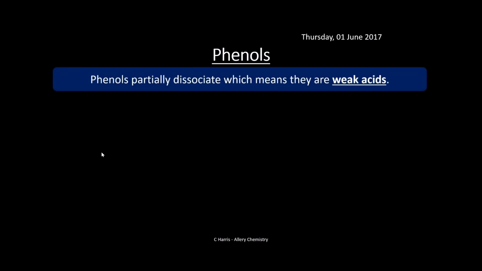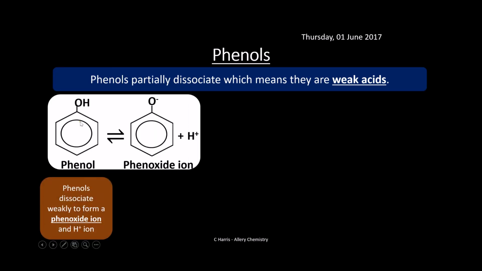Now, phenols, they partially dissociate, which means they're actually weak acids, which seems a bit strange, but they are. Now, you can see here, there's our phenol. It's in equilibrium because this is an acid. So they do actually lose this hydrogen, which is a bit unusual because alcohols don't really do that. But this does, and so it loses this hydrogen. Because it gives up some H+ ions, it is actually an acid.